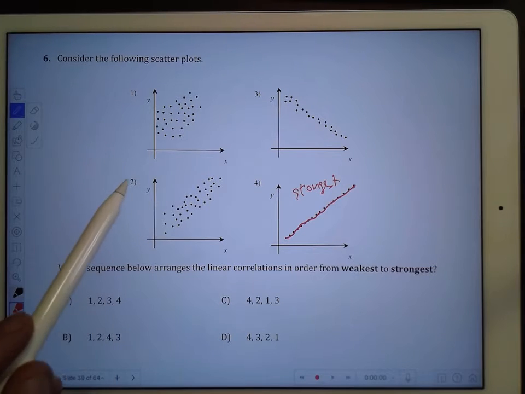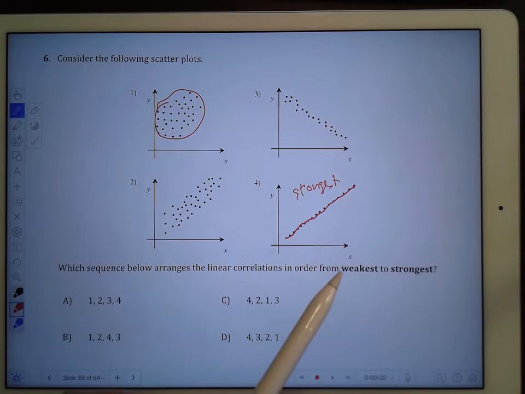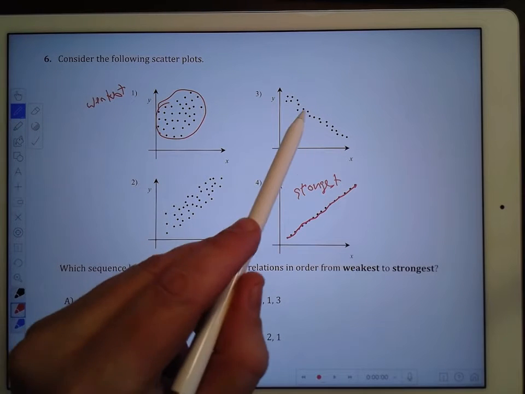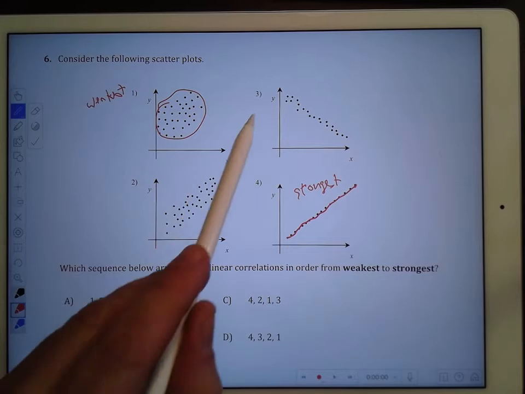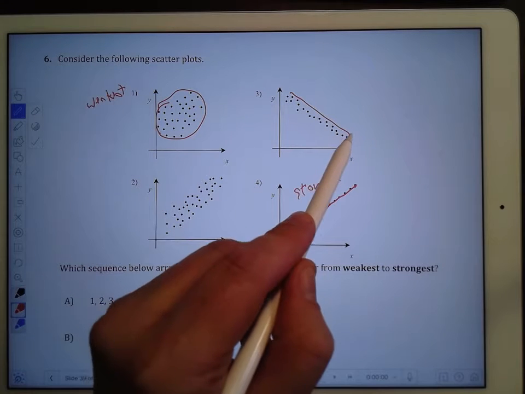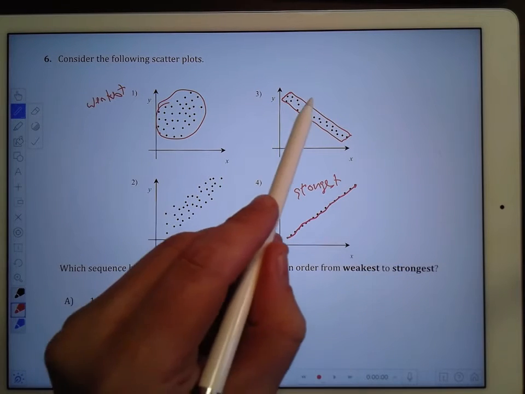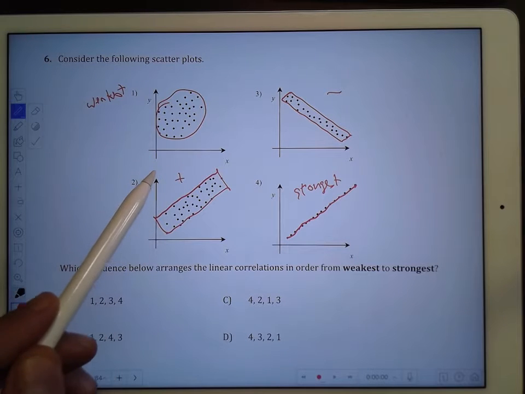The weakest one is the one that's the most scattered, and that's that one right over there. There's our weakest one. The question then becomes, which of these two are stronger? And they're kind of hoping you make a little bit of a mistake here. I think what they're hoping you're going to do is look at the direction of this one, which is a negative direction, and assume that because it's negative, it's weaker than this one over here, which is positive. And that would be an error.